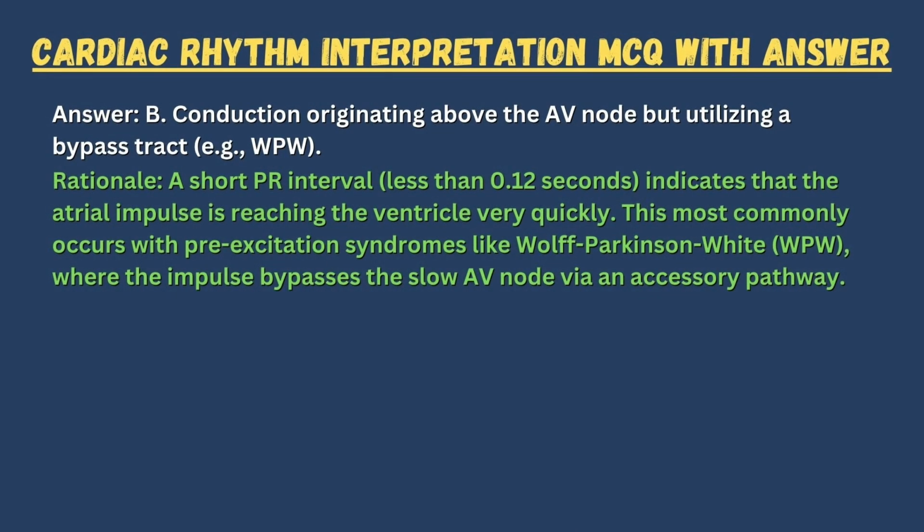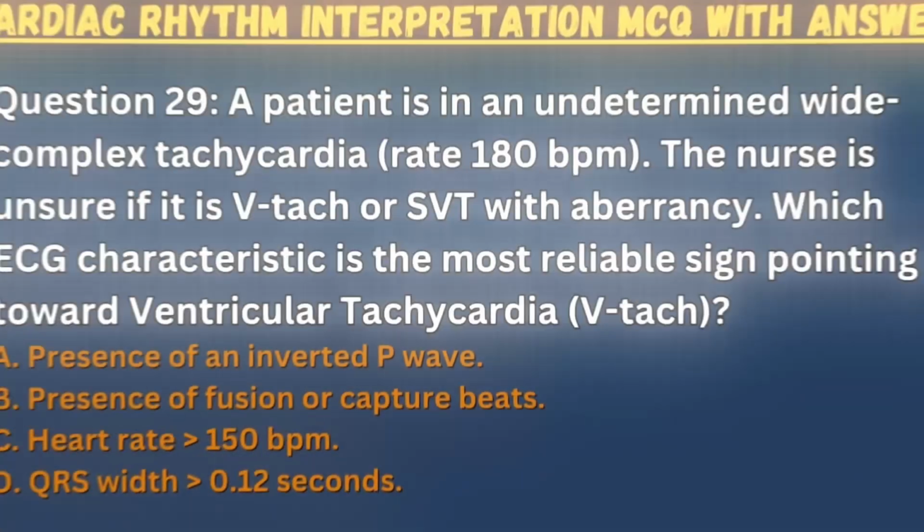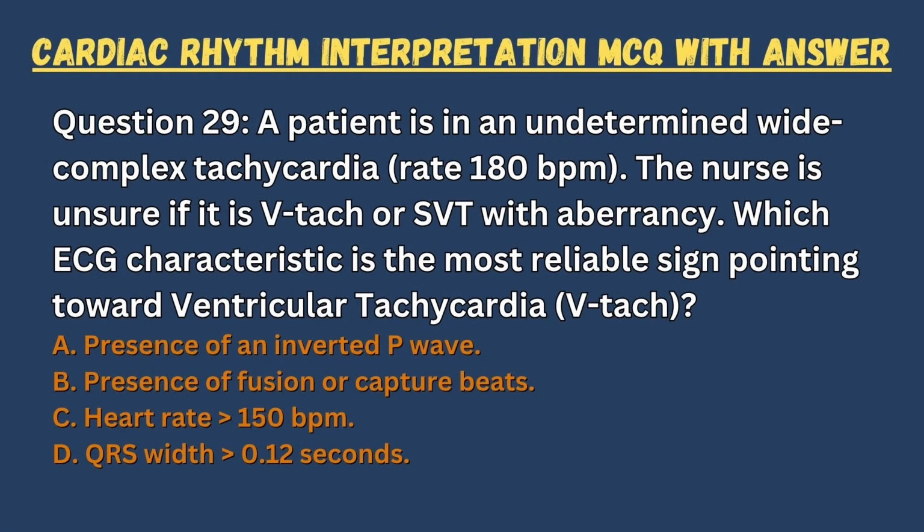Answer: B. Conduction originating above the AV node, but utilizing a bypass tract, for example WPW. Rationale: a short PR interval, less than 0.12 seconds, indicates that the atrial impulse is reaching the ventricle very quickly. This most commonly occurs with pre-excitation syndromes like Wolff-Parkinson-White (WPW), where the impulse bypasses the slow AV node via an accessory pathway.